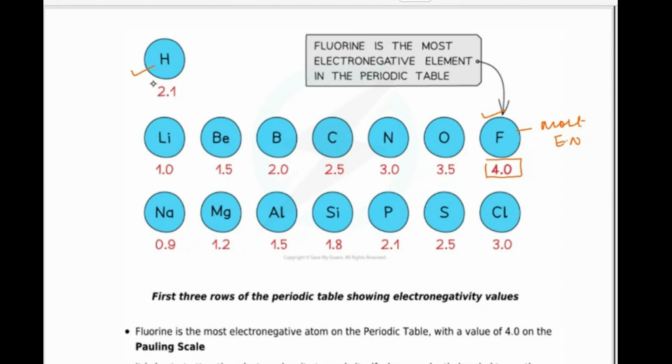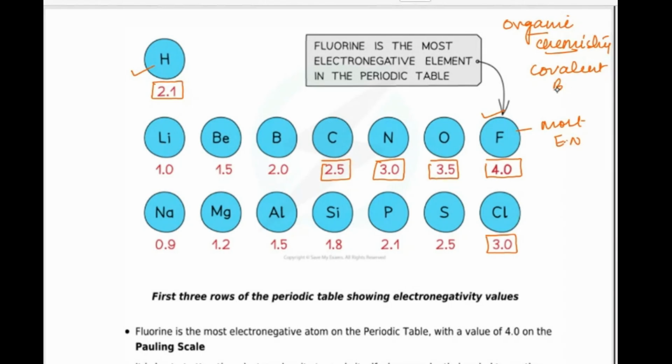Okay, so these are the only few elements whose electronegative value we are supposed to know, the ones I am putting a square around. These are the elements because we will be talking about them in organic chemistry. Now why are we studying covalent bonding so much in detail? The reason is that our topic 4 is organic chemistry, and all our organic compounds are basically covalently bonded. They have covalent bonding in them.